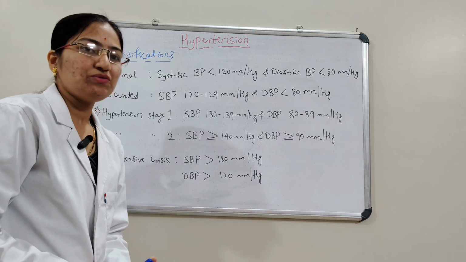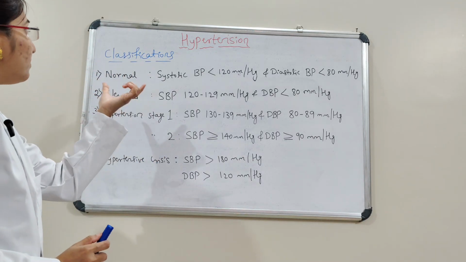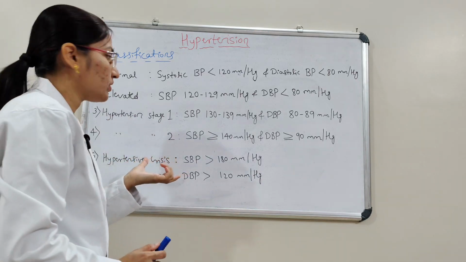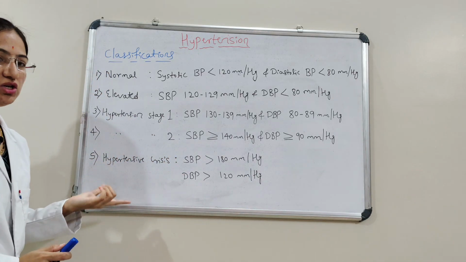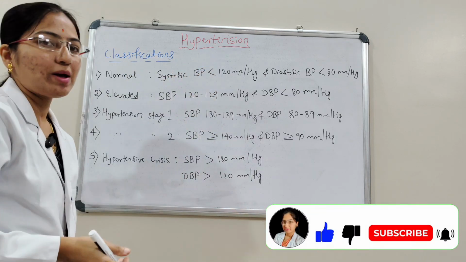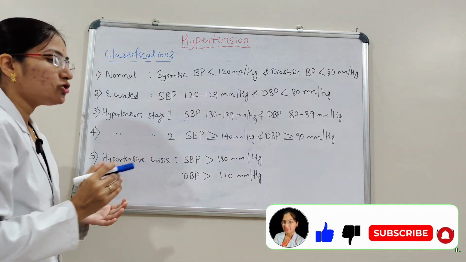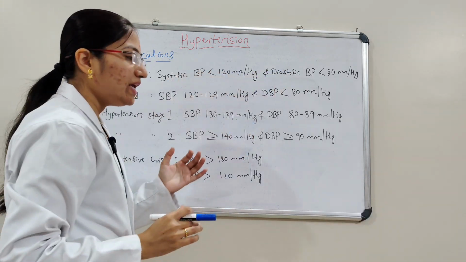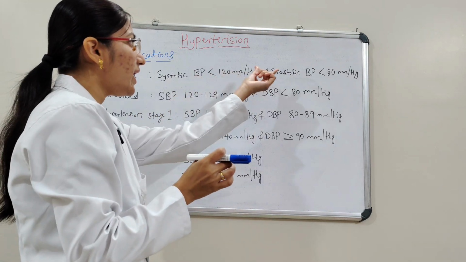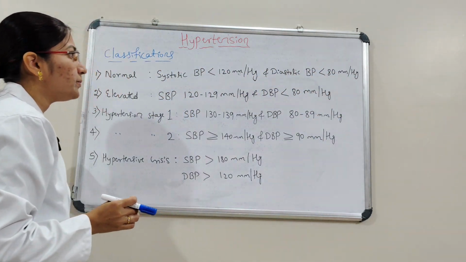We'll see the classifications of hypertension. Hypertension is classified based on the readings. There are 5 stages. These are the five classifications of hypertension. First one is normal. Here the blood pressure will be 120 by 80 mm of Hg. That is, systolic blood pressure less than 120 and the diastolic BP less than 80 mm of Hg.